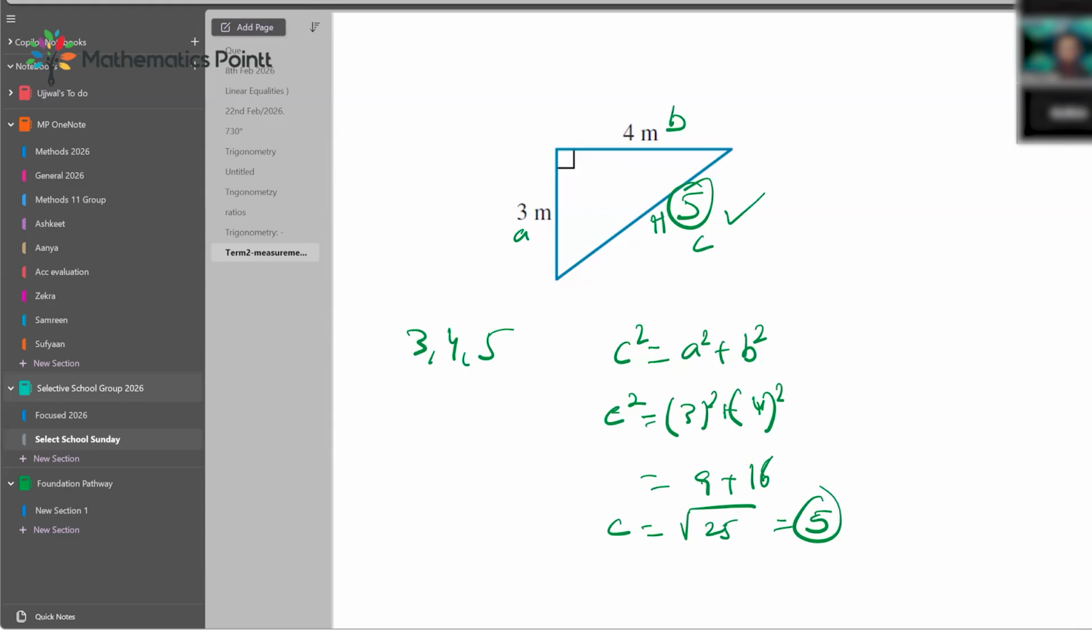And then you just add them. Yes, 5 meters is the, let me just add them. So 3 plus 4, plus 5, exit. Simple.